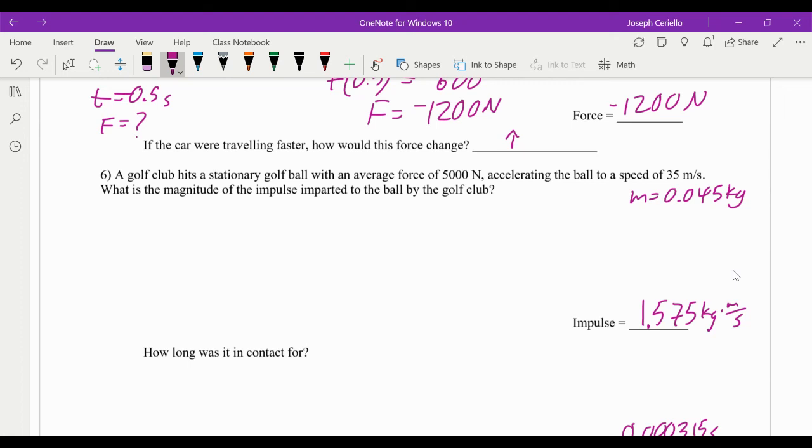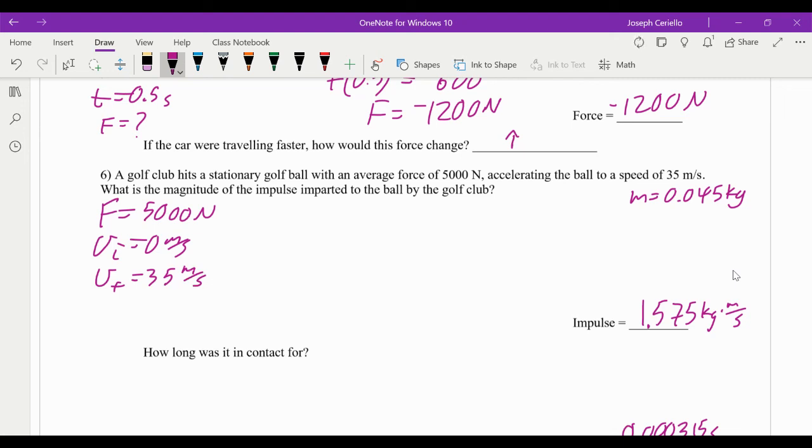All right. So we know the mass of the golf ball. Let's see, a force of 5,000 newtons. I don't think that's a realistic force, but it's all right. It's just a problem. Let's see, stationary. So the initial velocity is going to be 0. The final velocity is going to be 35 meters per second. What is the magnitude of the impulse?